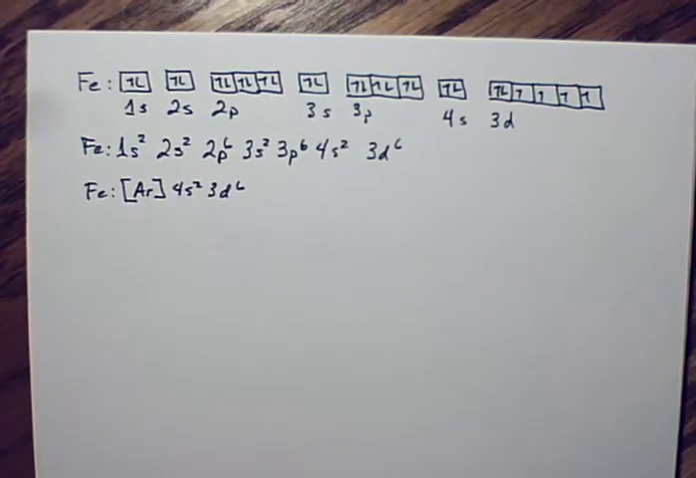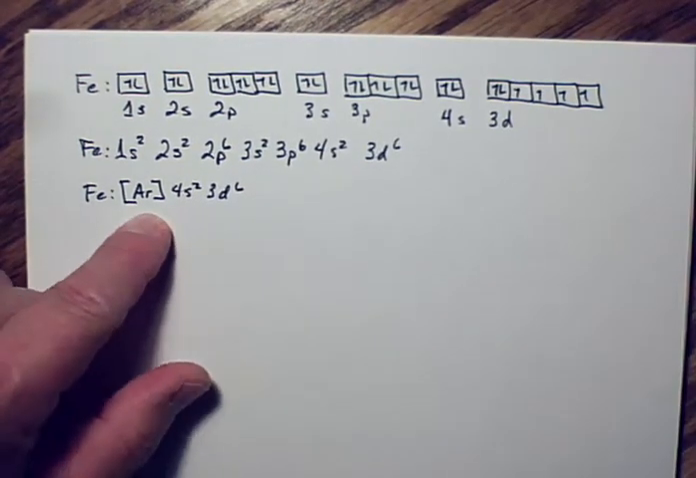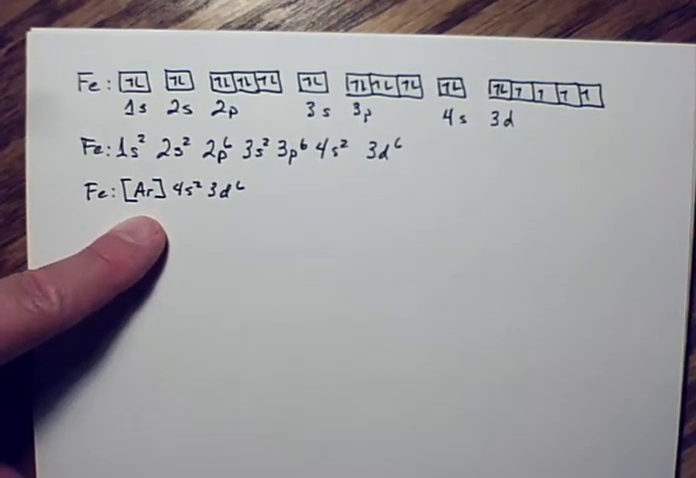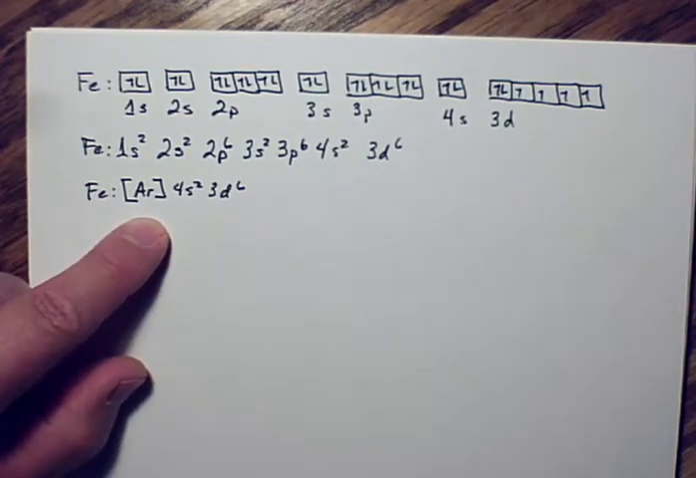And that's the shorthand version of the electron configuration, also called the noble gas version, also called the kernel version, also called the abbreviated version.